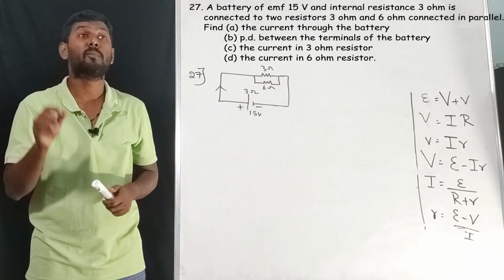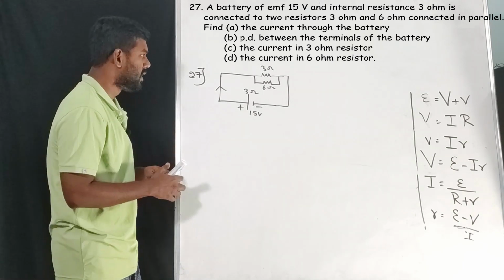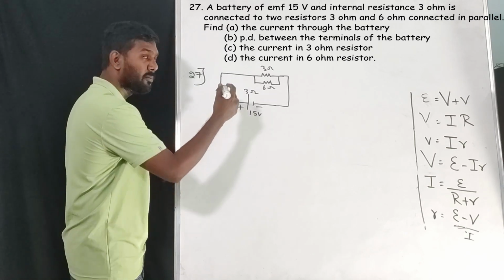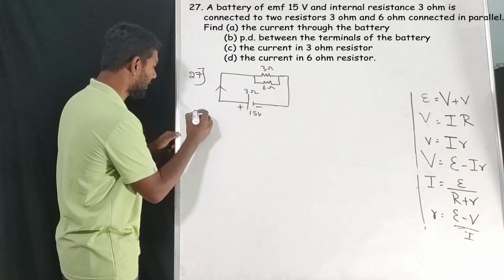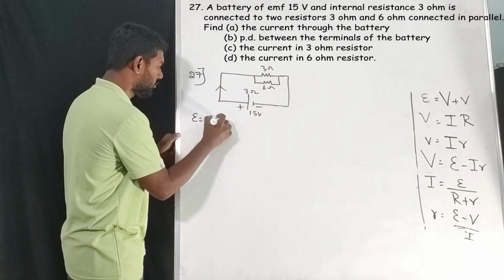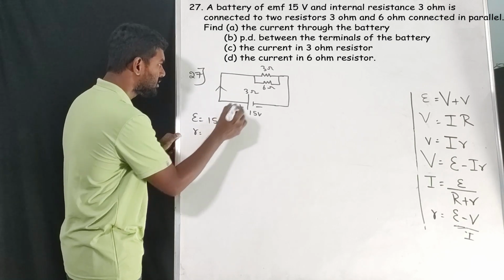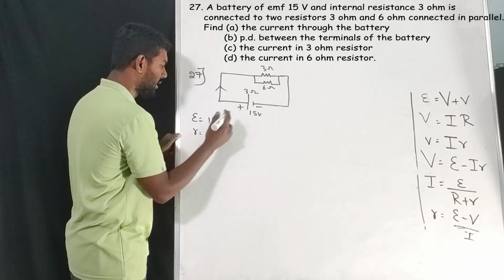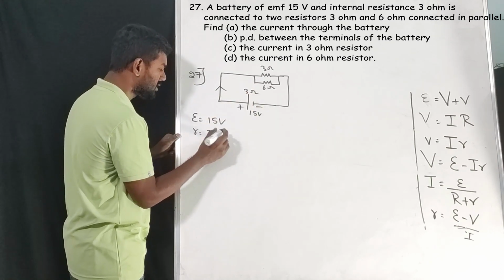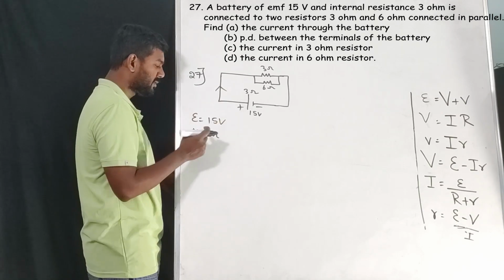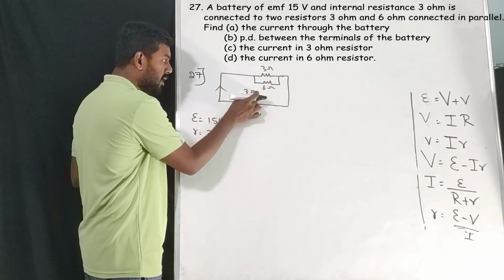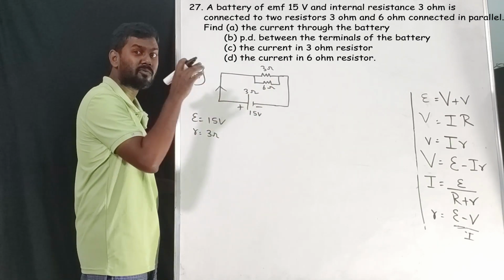Find the current through the battery. Very important question. First we will write the given data. EMF is equal to 15 volts. Small r is the internal resistance of the battery, that is 3 ohm. You should know the difference between small r and capital R. Small r is the internal resistance of the battery.